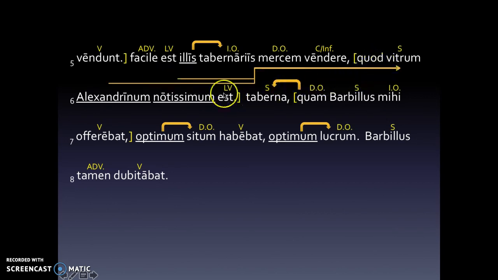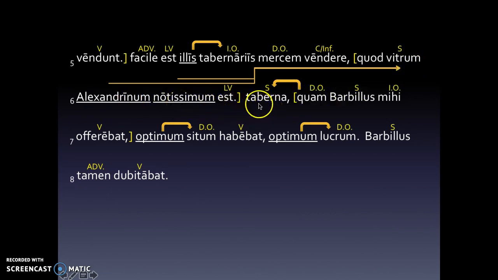So this is definitely not a direct object. This is your subject. All right, let's go back and translate this. It is easy for those shopkeepers to sell merchandise because Alexandrian glass is very famous.